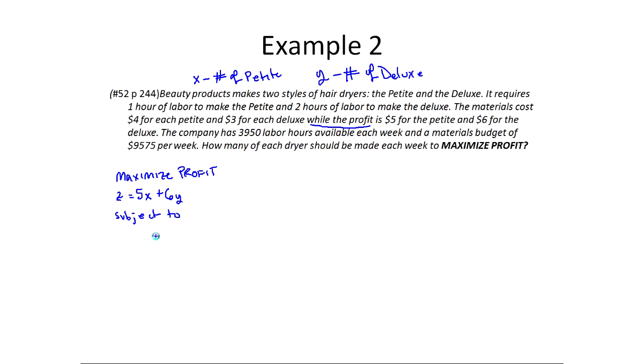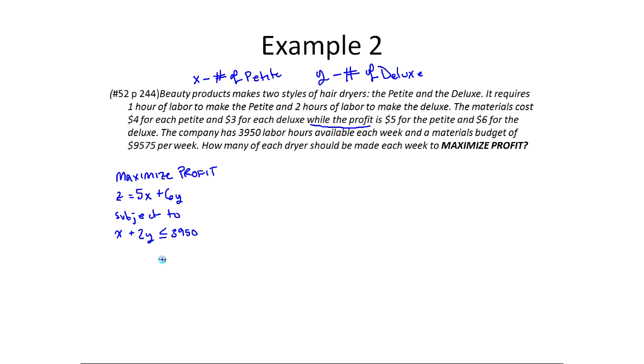If we go in order, we're given a limited number of labor hours, right? We can't exceed the number of labor hours. And it says it requires 1 hour of labor to make the petite. So 1 times x is just x. But my total labor hours are going to be for both. The deluxe, it takes 2 hours. And you can't use up more labor hours than you have, so 3950.